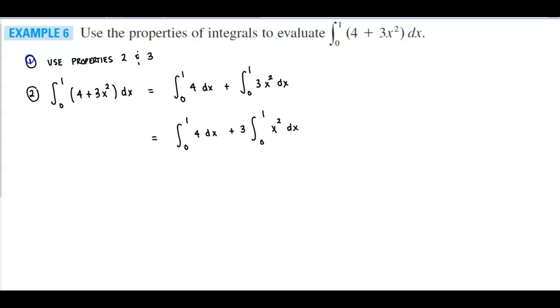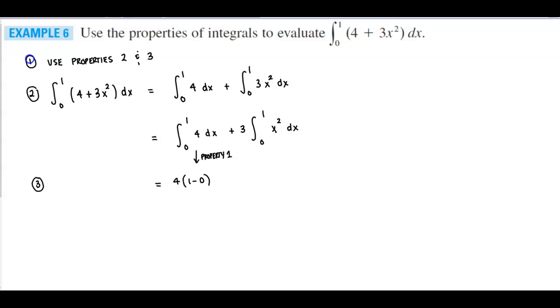Okay, so what do we know about property number 1? Well, property number 1 tells us that we take the value of c, which is the constant, and then we multiply it by the difference, which is b minus a. So that's b minus a. Okay? And so that gives us a value of 4.